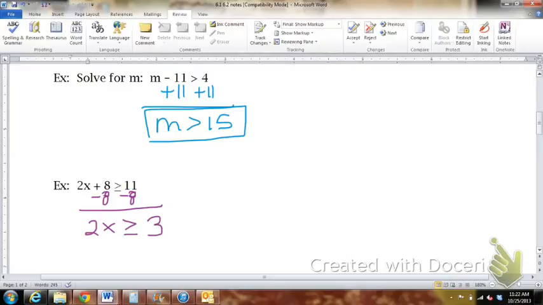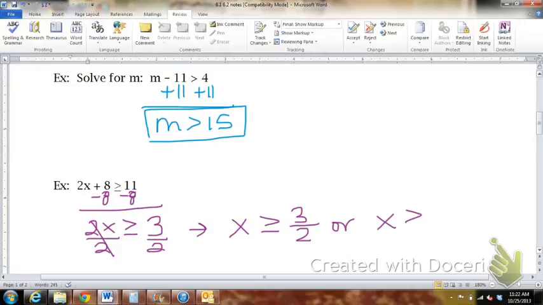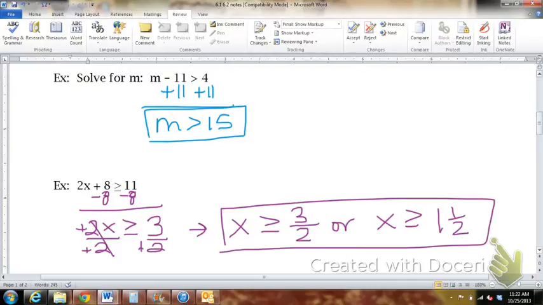And now my last step is to undo the 2 times x, so the opposite of multiplying is dividing. So I'm going to divide both sides by 2, and I'm going to get x is greater than or equal to 3/2, or if you want to write it as a mixed number, it would be 1.5. Again, I did divide, but I divided by a positive 2, so I don't have to flip my inequality symbol. It stays facing the same way it was.